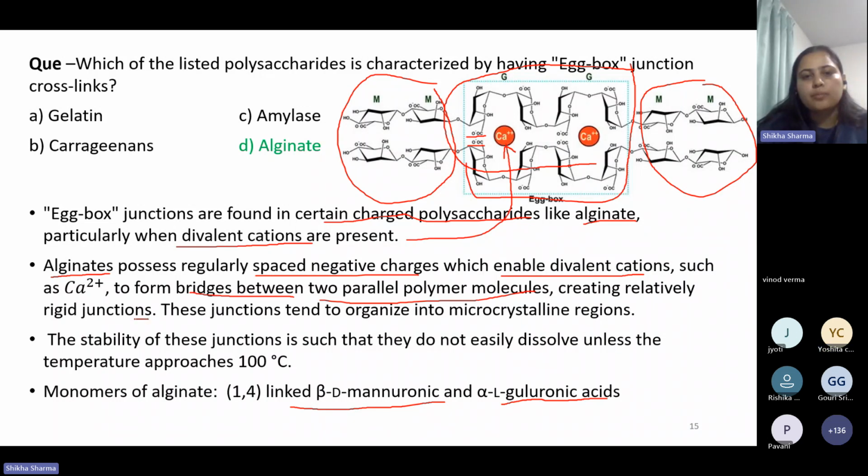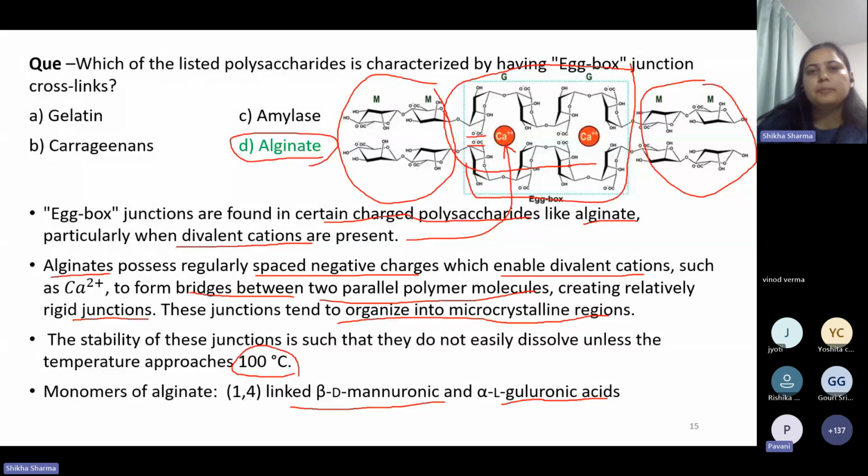rigid junction-like structure. These junctions tend to organize into microcrystalline regions, and they are very rigid and cannot dissolve even at a temperature of 100 degrees Celsius. So when this kind of structure forms, it is called the egg box junction crosslink, and it is found mostly in alginates, which is extracted from brown seaweed also, right? Is it clear? Yes, ma'am. Okay, so now you understand why alginate is the correct option.